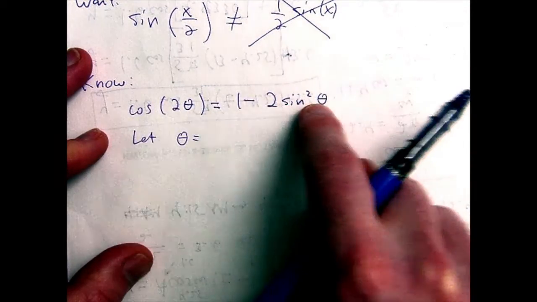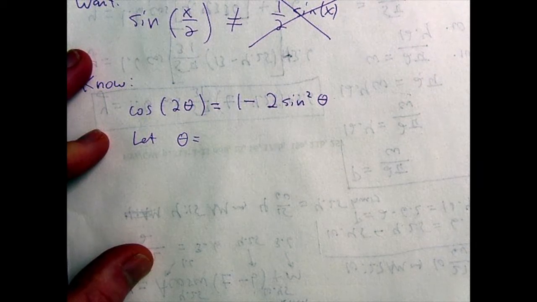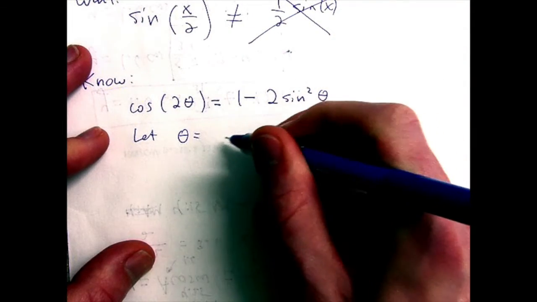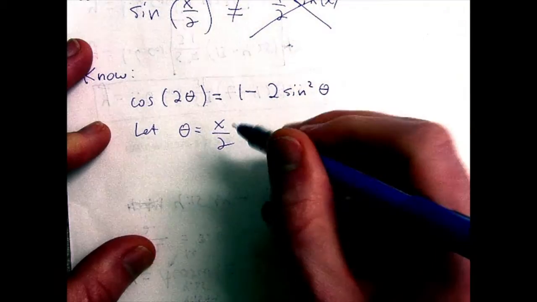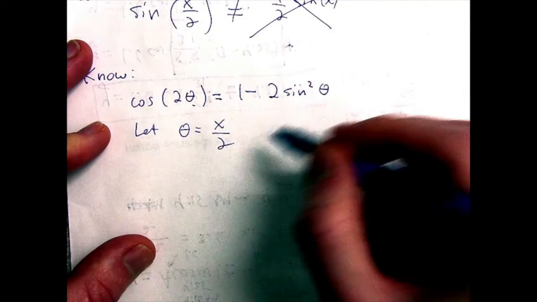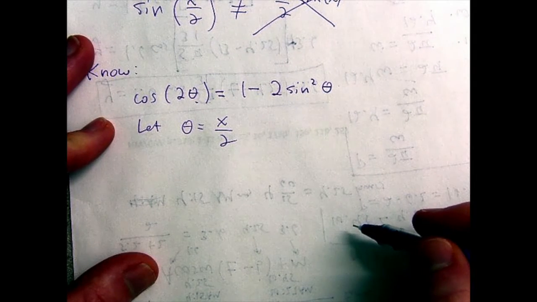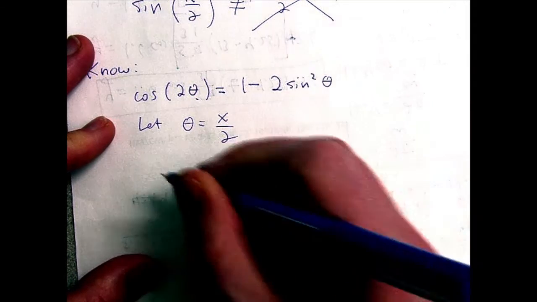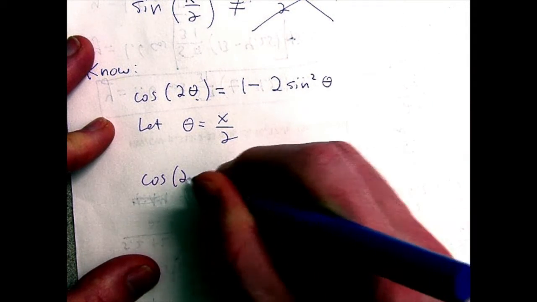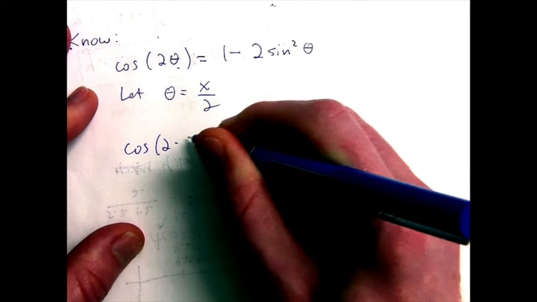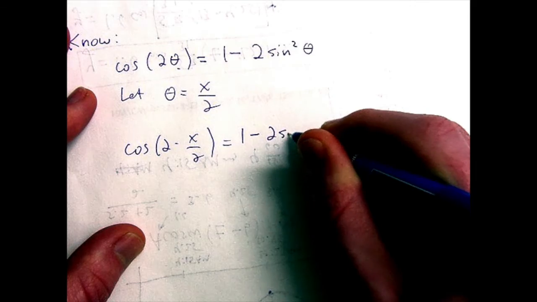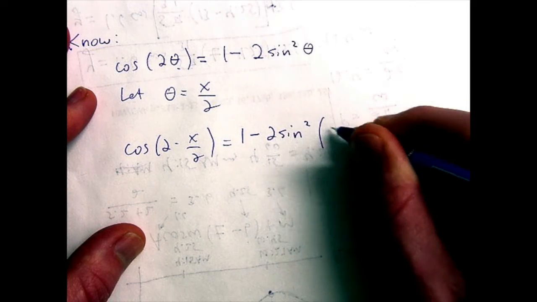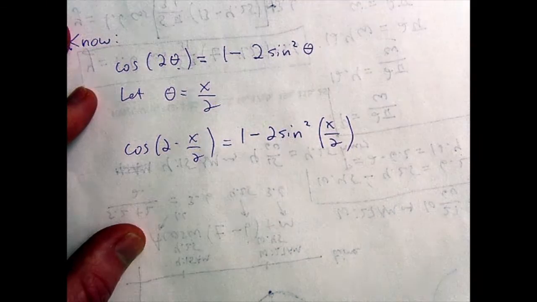This is an identity. It's always true. So the trick is to let theta equal x over 2 in this equation, and then replace the thetas that you see here with x over 2's. All right? So here's what we obtain. We have cosine of 2 times theta, which theta is x over 2, equals 1 minus 2 sine squared of theta, well, theta is x over 2.